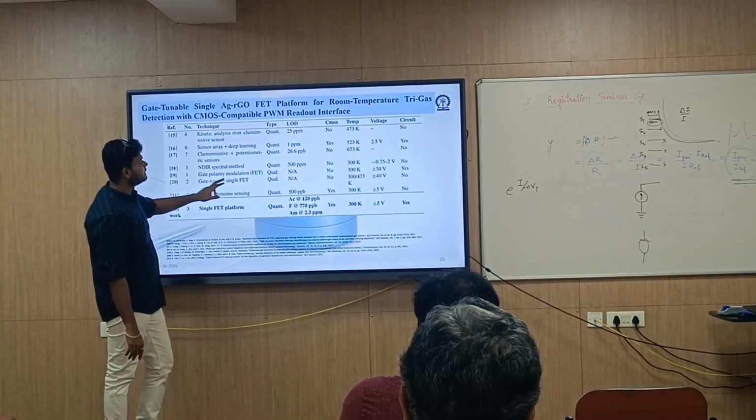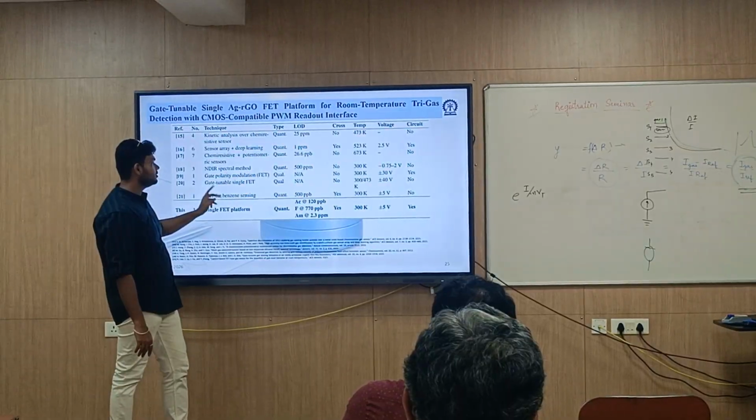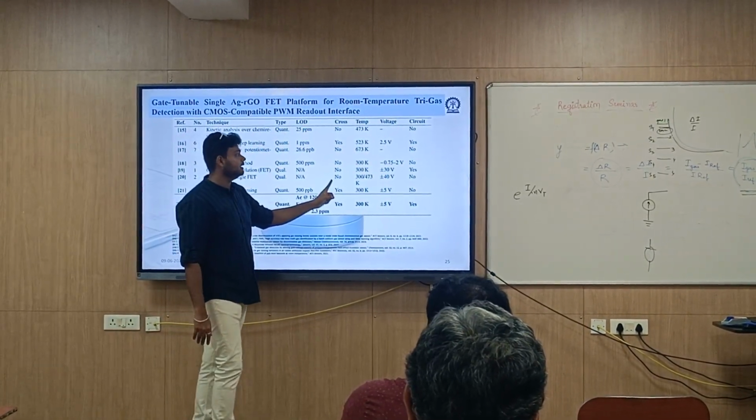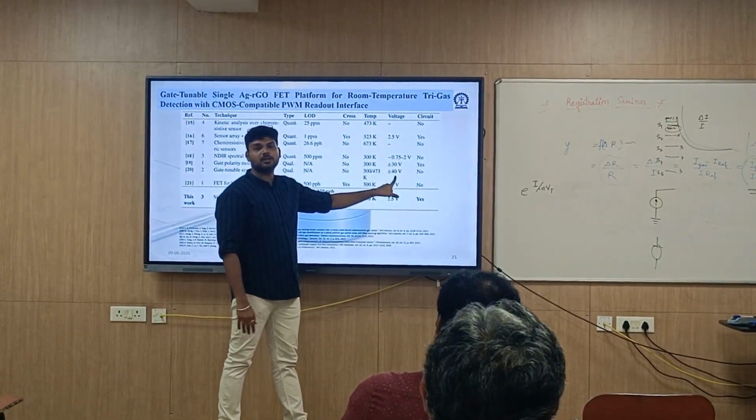And the second one is gate tunable, used with a single FET. But there is no LOD, no cross gas analysis, no circuit, and also a higher operating range.